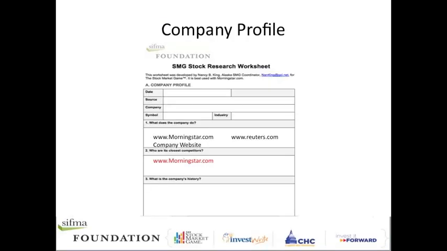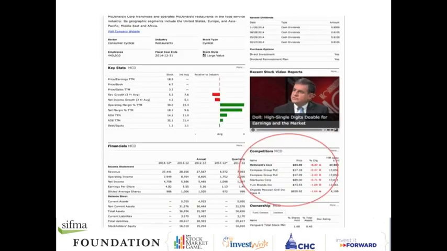Now you are ready to move on to our company profile question number 2. Who are its closest competitors? We will use our main data source, Morningstar.com. At Morningstar.com, enter your company's ticker symbol and press Return. On the company's opening quote page, scroll down, and in the right column you will find the section titled Competitors. On the slide, I have circled it in red.